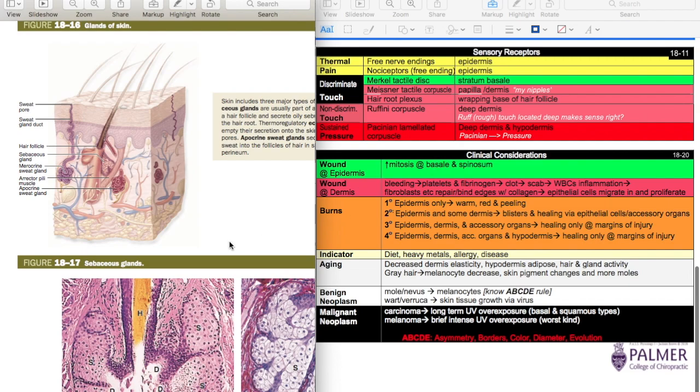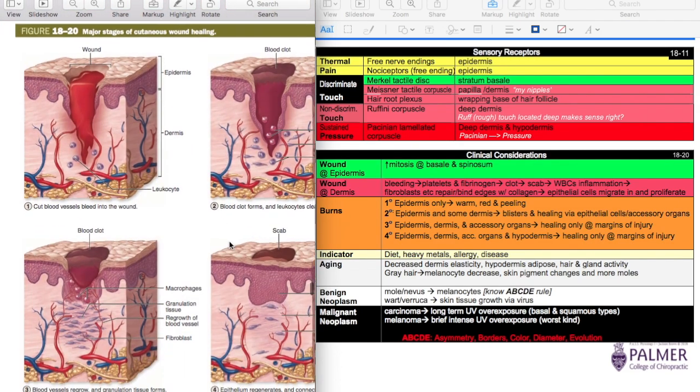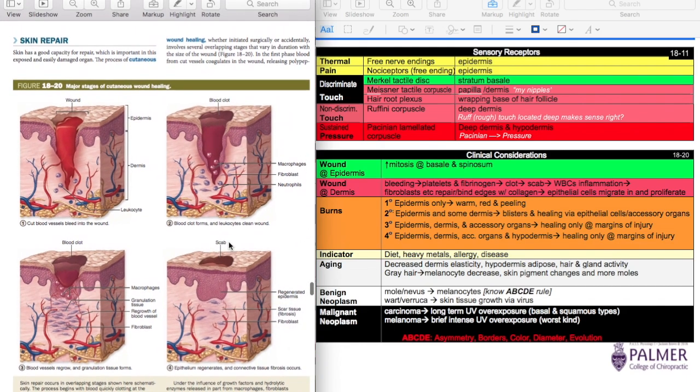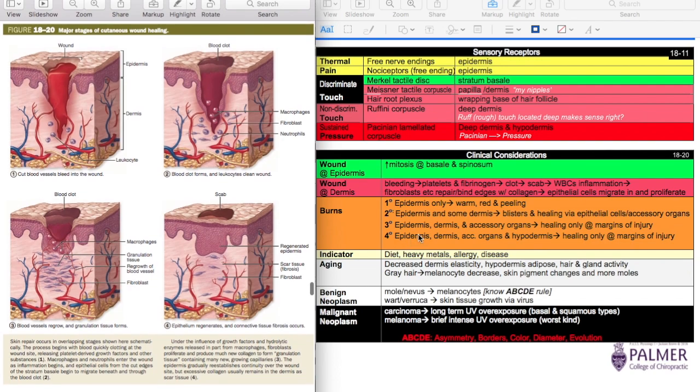So lastly, we've got clinical considerations, and I'm going to pull up something in your book here that's going to show you skin repair. This stuff's pretty straightforward, but still important, so don't skip it. Wound healing, burns, and then tumors, basically, okay? A few things with aging and stuff, but first off, wound healing, okay?